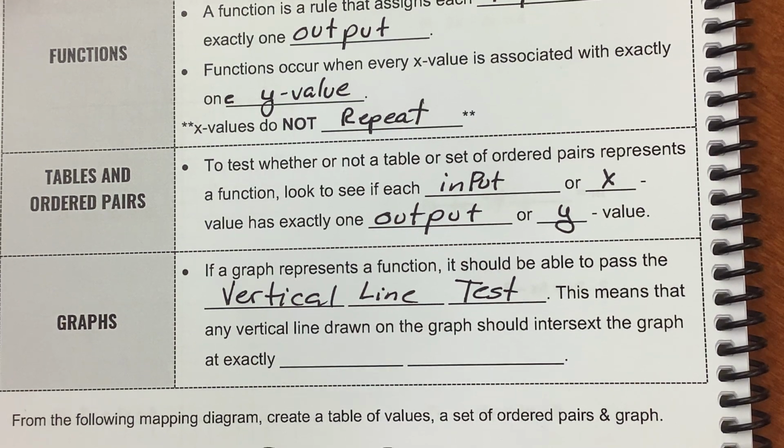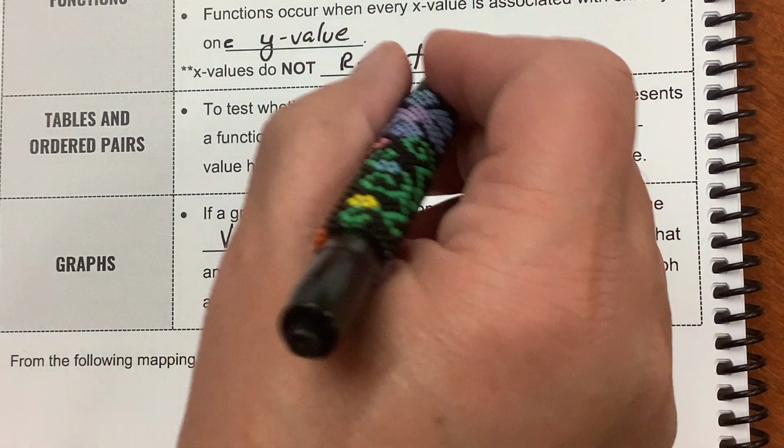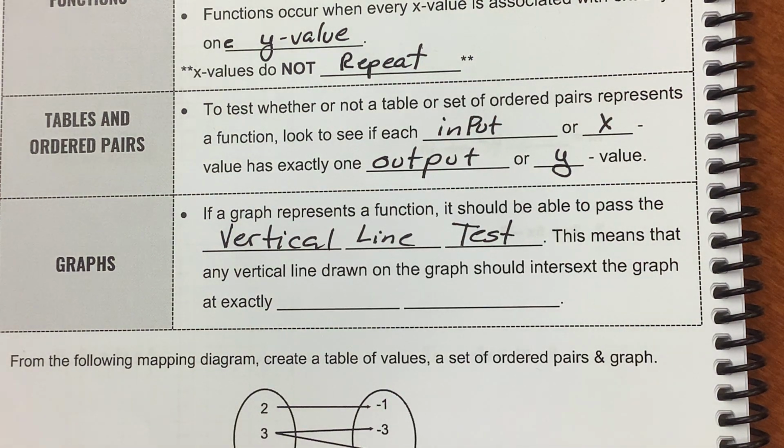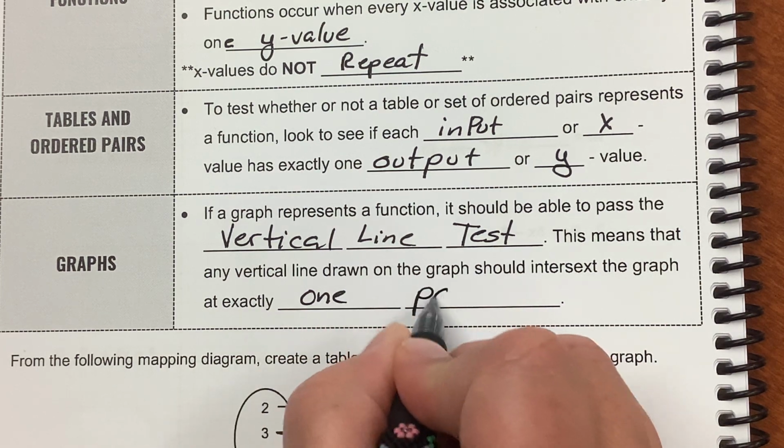So this means that any vertical line drawn on the graph, and remember vertical is up and down, the y direction, should intersect the graph at exactly one point.